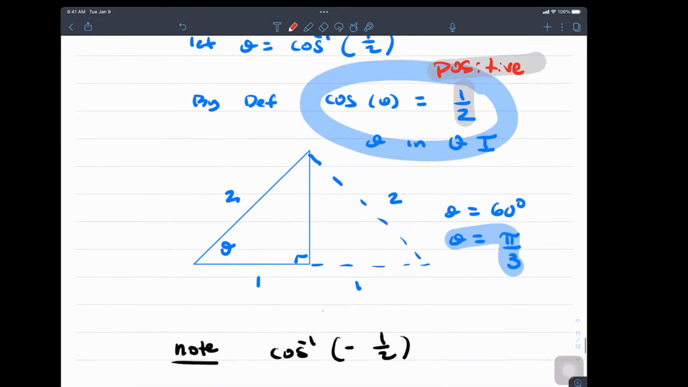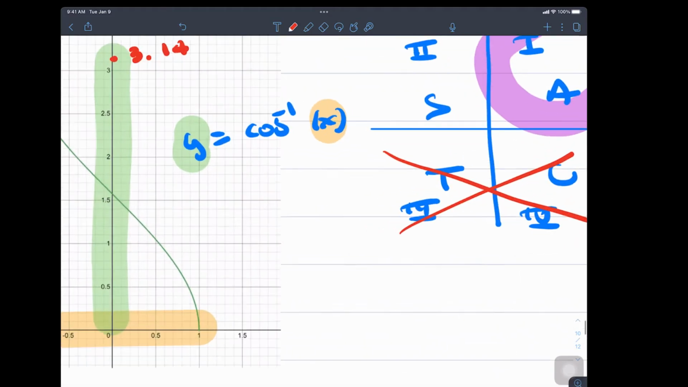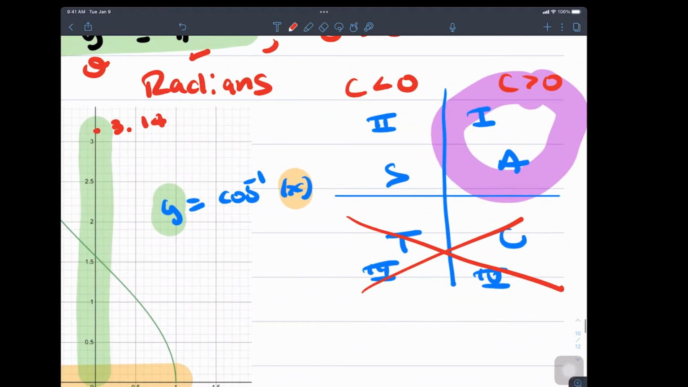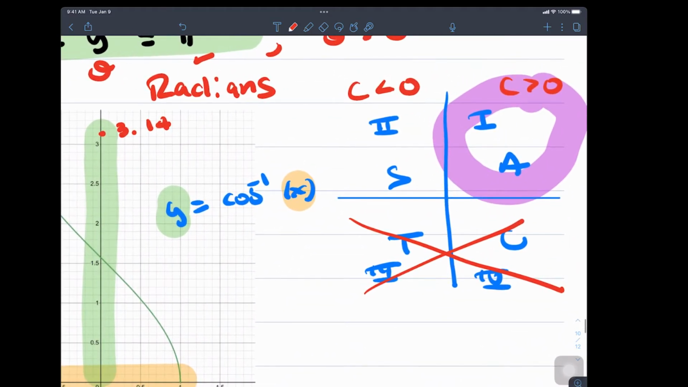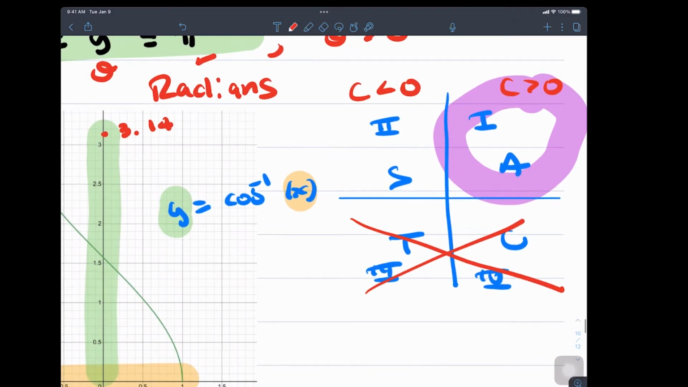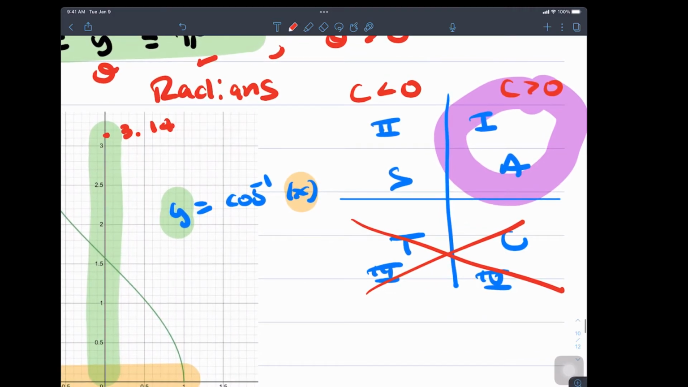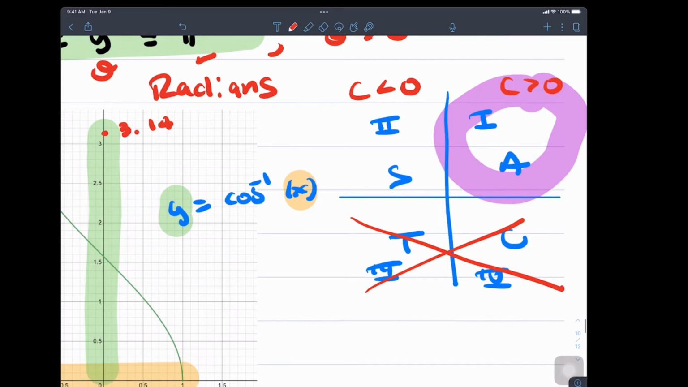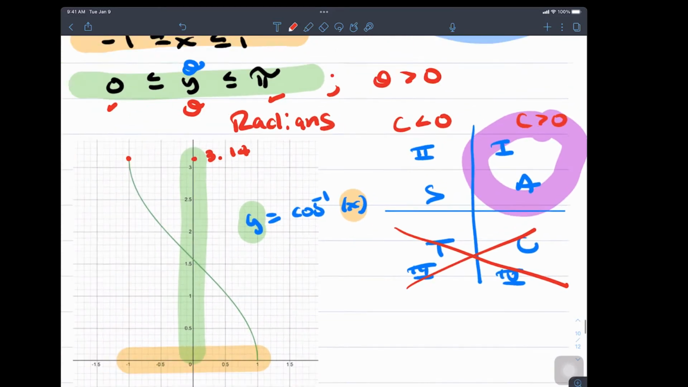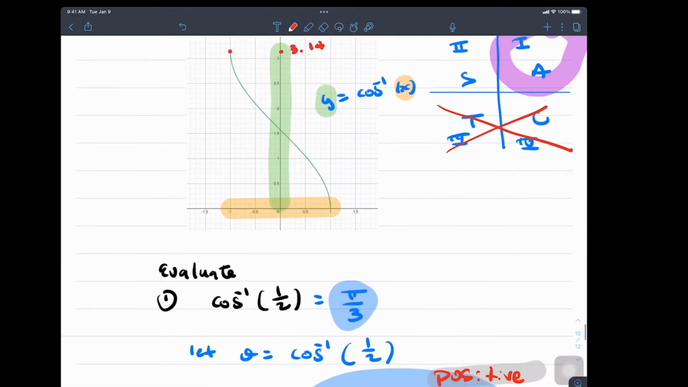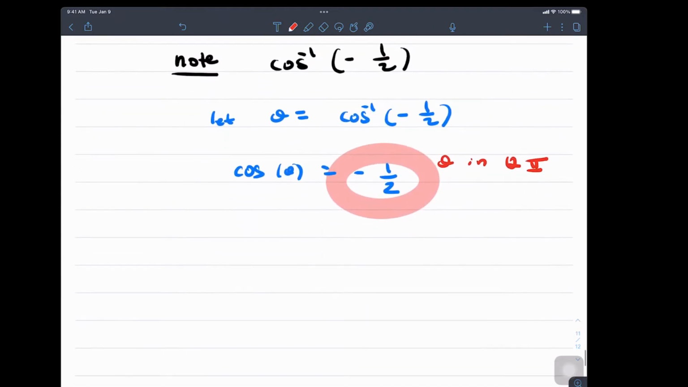Because you went back over here, all students take calculus, and we said, oh yeah, we threw out quadrants 3 and 4. They don't exist for inverse functions. Only 1 and 2. And in quadrant 2, cosine's negative. So sure enough, it's consistent. But remember, what did you just find here? Remember how you would do this.